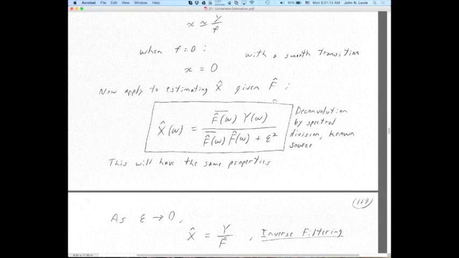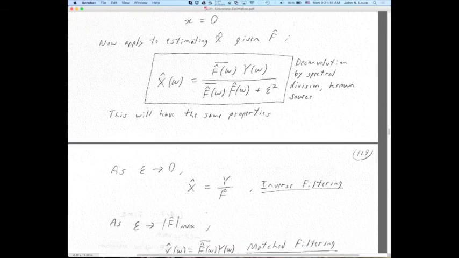Okay, so let's apply this smooth division by zero to estimating the input, the reflectivity series x hat, given some f hat, an estimate of the source wavelet. So x hat is equal to the cross correlation of f hat with y, expressed in the Fourier domain, divided by the power of f, f conjugate times f, at that frequency omega, plus that little epsilon. That has the same smooth division by zero properties. This is deconvolution by spectral division with a known source.